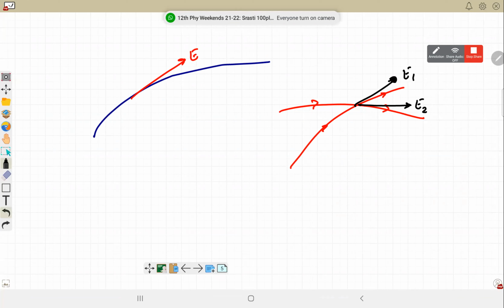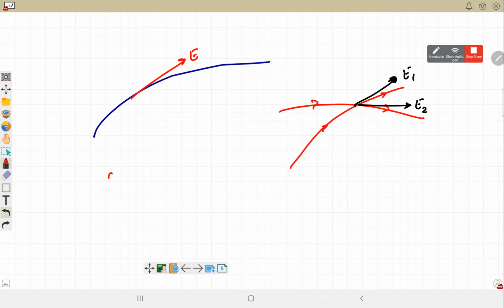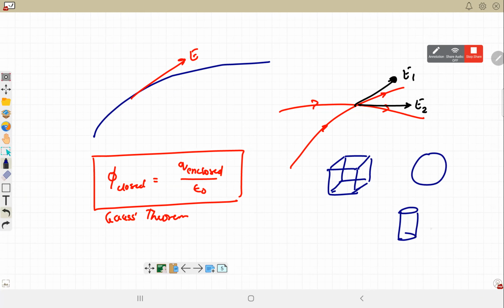Right. So what was the Gauss law? In any closed Gaussian surface, the total flux coming out of any closed Gaussian surface is 1 by epsilon naught times charge enclosed. For any closed surface, there is no mention of shape. It does not matter what the shape is, whether it is a cube, a cuboid, a sphere, hollow sphere, cylinder, cone, any random irregular shape.